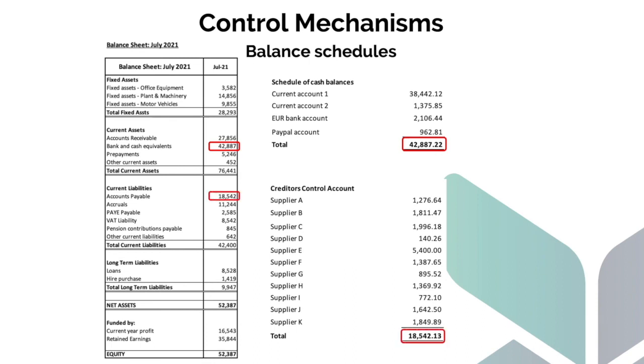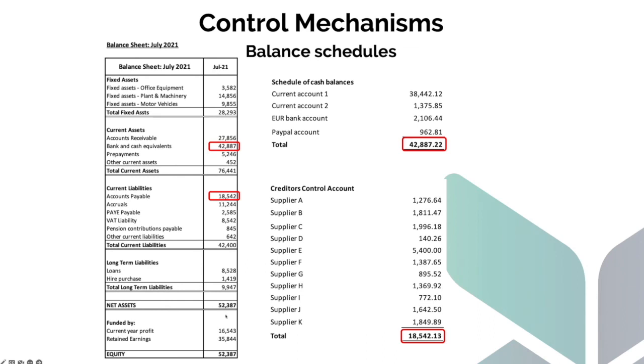18,542 is your creditors control account balance, and that agrees to the balance sheet. Now, at this stage, we could have fudged all of these numbers here, and all these numbers here. Anybody who's corrupt or lazy or doesn't want to do their job properly could quite easily have just shoved all those numbers in. However, bear in mind what we said earlier, right?